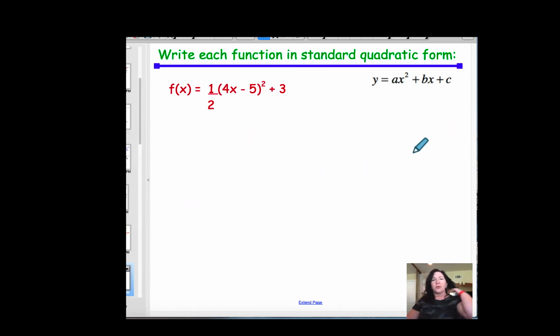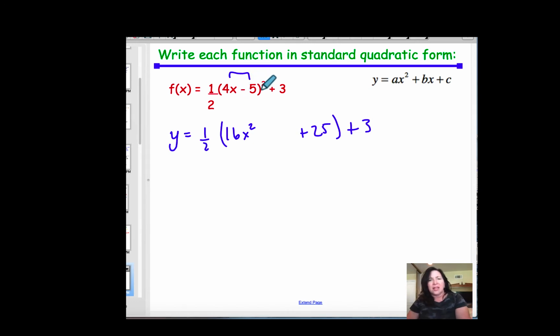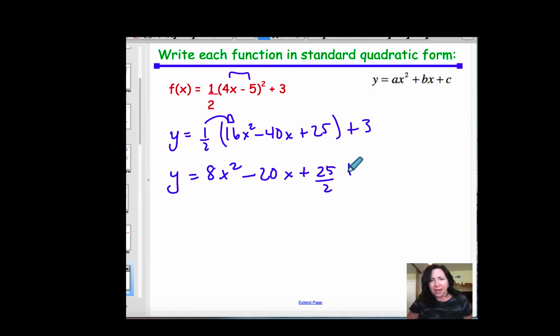Okay. So let's try this again and put this in standard form again. For this problem, we're going to go y equals 1/2. And let's do the little shortcut. 4x, so square the first term, that's 16x squared. Square the last term, that's 25. Multiply the 2 terms together inside, so that's 4x times 5, and that's negative 20. And then double that, so that'll be negative 40x, right? There you go. So y equals half of 16, which is 8x squared, half of negative 40, so minus 20x, half of 25, I'm just going to say 25 halves, and then add 3.